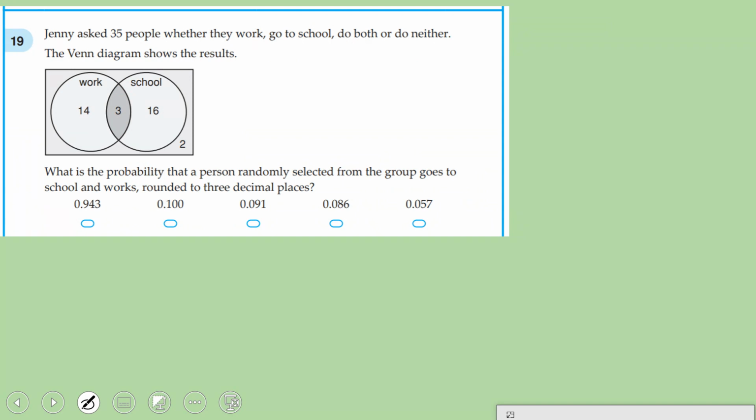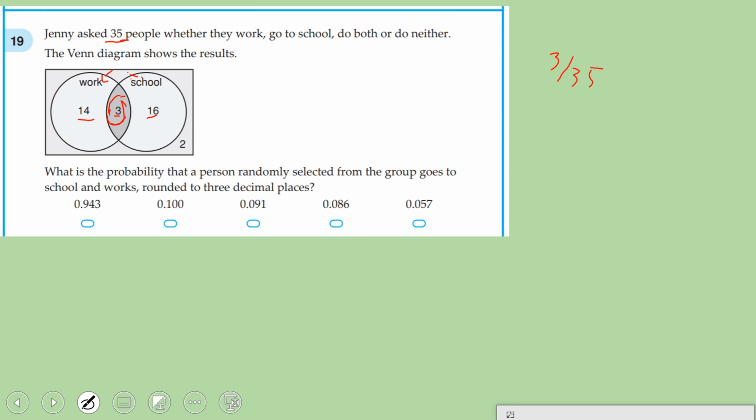Jenny asks 35 people whether they go to work, school, do both or neither. There's a Venn diagram. What's the probability that a person randomly selected from the group goes to school and works? Rounded to 3 decimal places. So there is work, there is school, and the people that do both is in the middle. So that's 3. And it said that there's 35 people in total. You can add these up to make sure that it's counting all 35. 14 and 16 is 30, 3 and 2 is 5, 30 plus 5 is 35. And you've got 3 out of 35 people that would go to school and work.